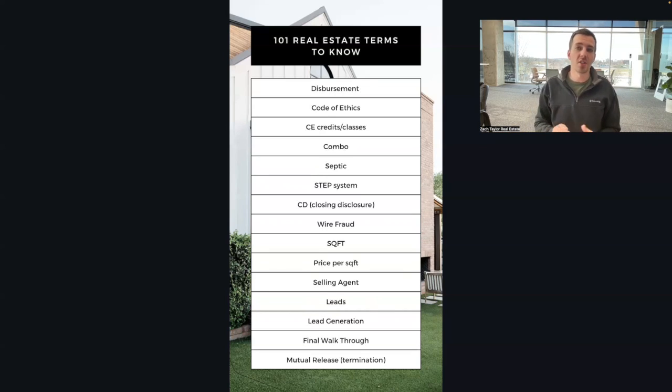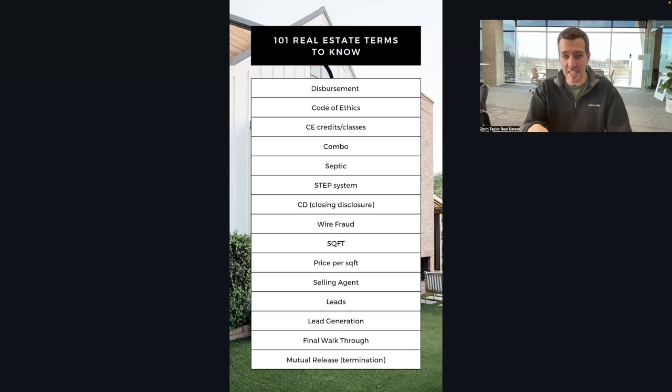Code of ethics. This is what realtors have to follow. It's that additional set of standards. You have to follow the state licensing boards, but the code of ethics is an additional standard that realtors place on themselves to kind of raise the bar of being a real estate agent. That's the code of ethics. And you have to complete a course every couple of years to be compliant with the code of ethics and make sure you're fresh on them. CE or CE credits, classes. This is continuing education. So in order to renew your license with TREC, you have to complete so many CE credits every 2 years. Currently, it's 16 hours.